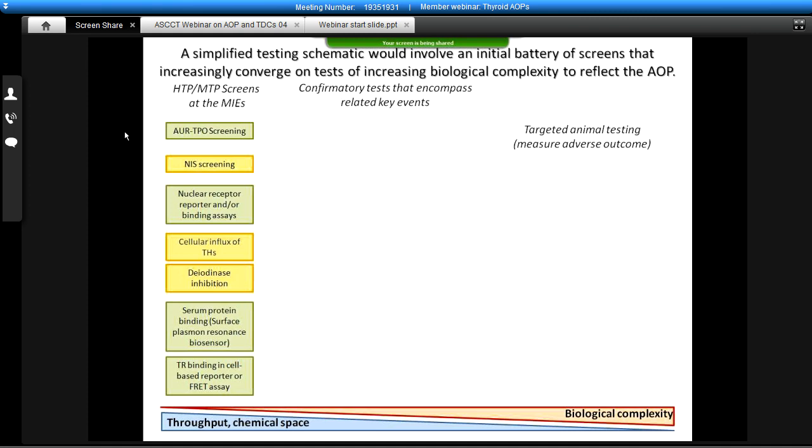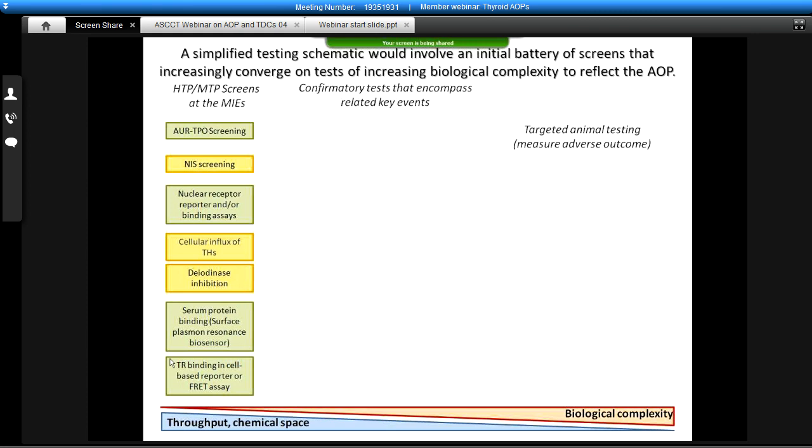So we've just developed this Amplex Ultra Red TPO screening assay. It's now available, but there aren't good assays available for sodium iodide symporter screening, cellular influx of thyroid hormones, or deiodinase inhibition. And just as a reminder, on the bottom of this slide I'm reminding us of the deal that we make in covering chemical space. So when we have a high throughput screen, we can cover a lot of chemical space, but these assays typically are of limited biological complexity.